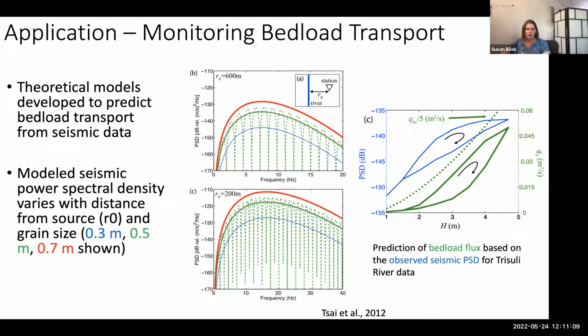Within this model, and with the data they used from that Himalayan river example, they were able to take the power spectral density from that data and use it to predict the bedload flux being moved during that period in the river. They were able to do this without putting samplers within the river to actually measure the bedload being moved.